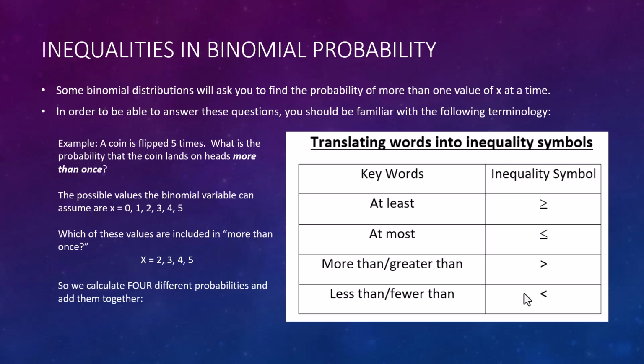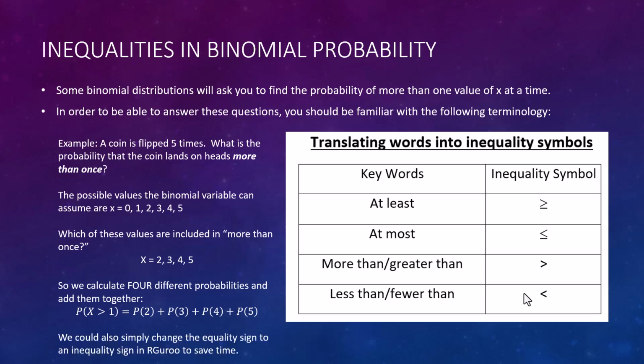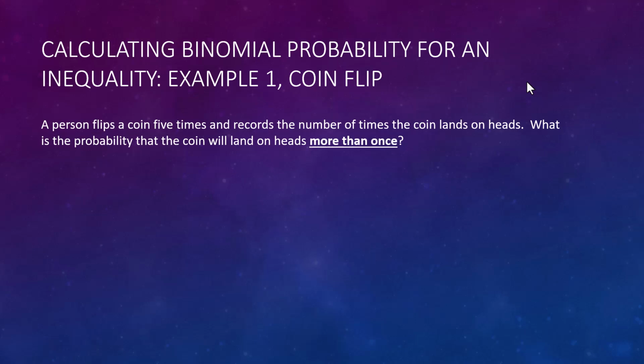So if we were going to do this by hand, we would have to compute the binomial equation 4 different times and then add them all together. So in other words, the probability that x is greater than 1 is equal to the probability that it's equal to 2, 3, 4, 5. But instead of going through all this work and calculating that probability 4 times, we could simply just go into our guru and use an inequality. So let's use this example and work through our steps.